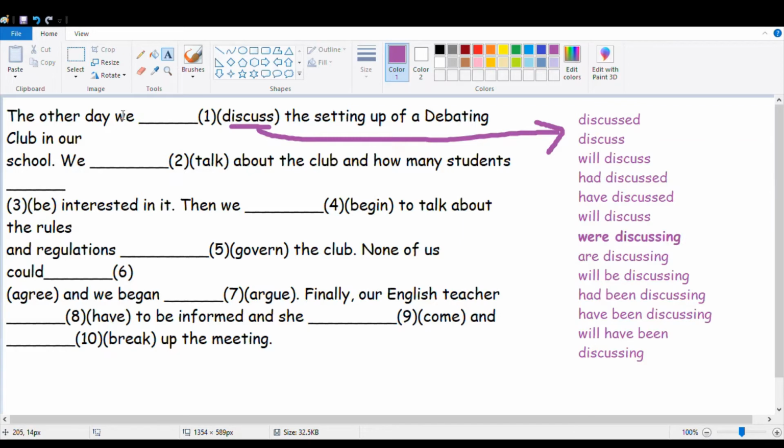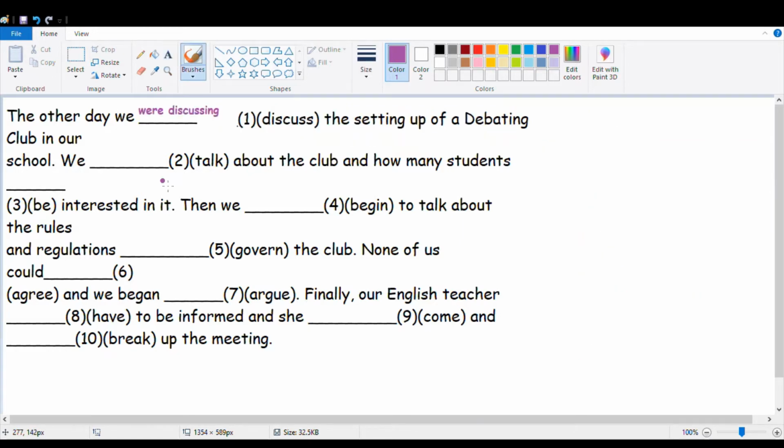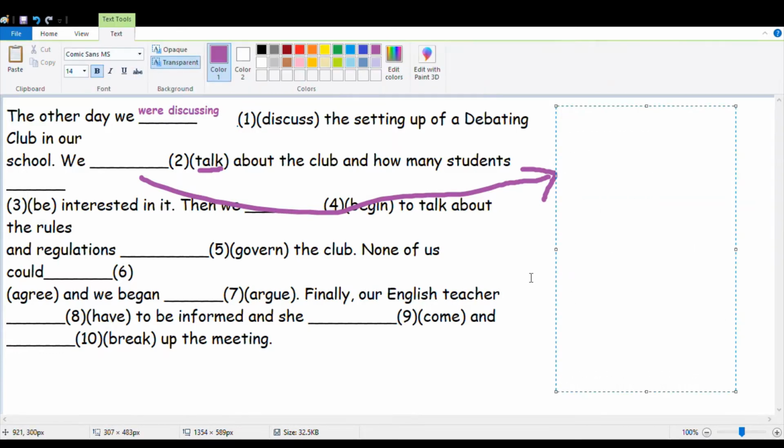Okay, next. We move on to the second question, the second fill in the blank, which is talk. So let's read this. We talk about the club and how many students be interested in it. Okay, so here we have our second verb, talk, and we want to think about what the different possibilities of this verb are. Okay, so we know that it's past tense, right? So we don't even really have to say all of the present and the future, but if you have it all in your head, then you can just go through the order, same as we did in the other one, but just skip the present and the future.